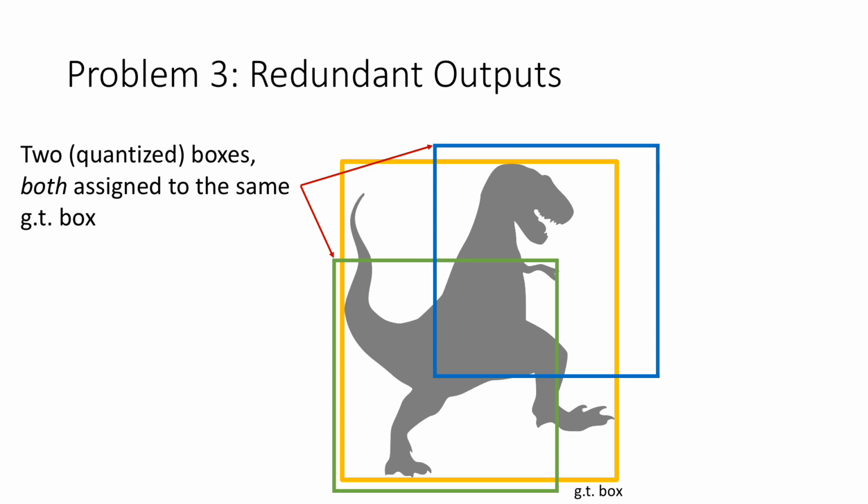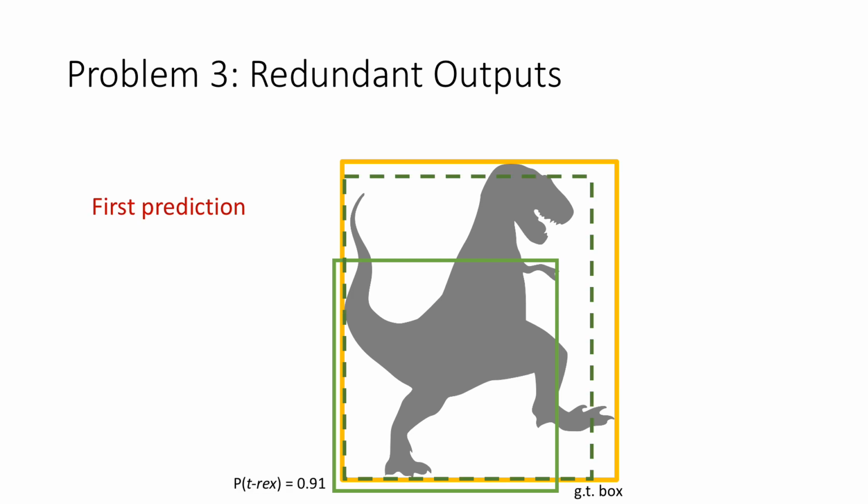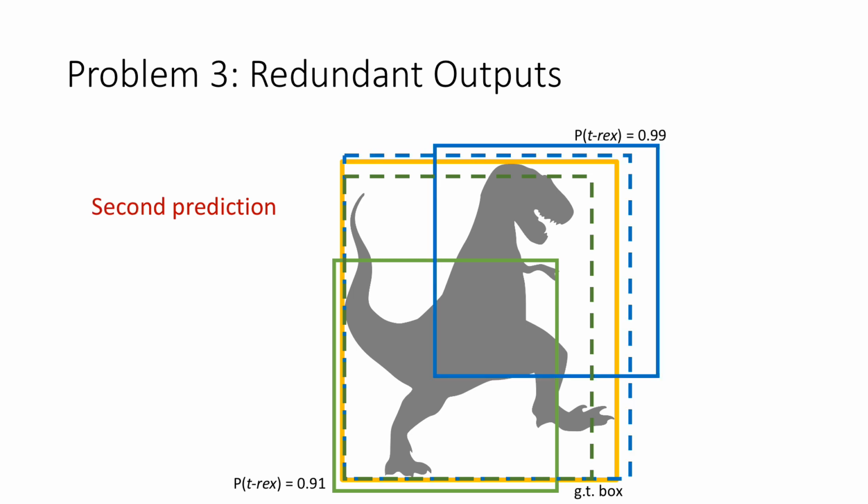Now let's dive into this issue in greater depth with an example. Suppose we have the ground truth box in gold and two quantized boxes that are both assigned the same label as the gold box according to the assignment rule. The prediction from the first box may look something like this. It's a good prediction. The second prediction may look like this. It's also a good prediction.